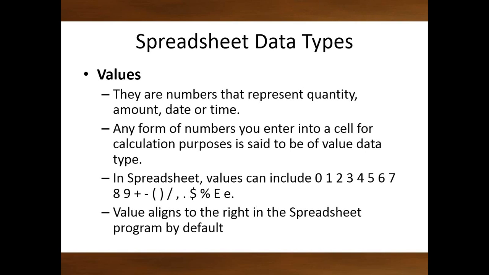Therefore, if I enter a number such as 111 and I intend to use that number to compute a result, that number would be seen as value. But if I do not intend to use it to compute a result, it is text. Value aligns to the right in spreadsheet program by default.